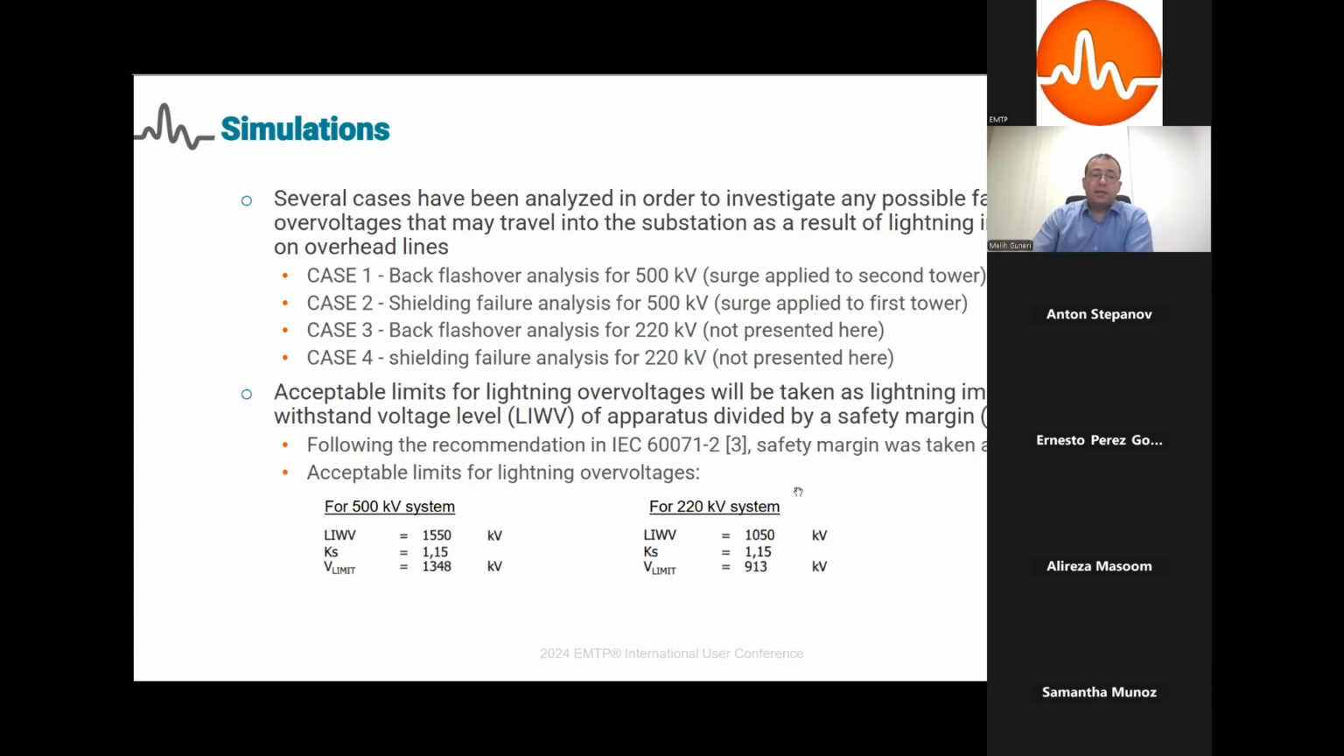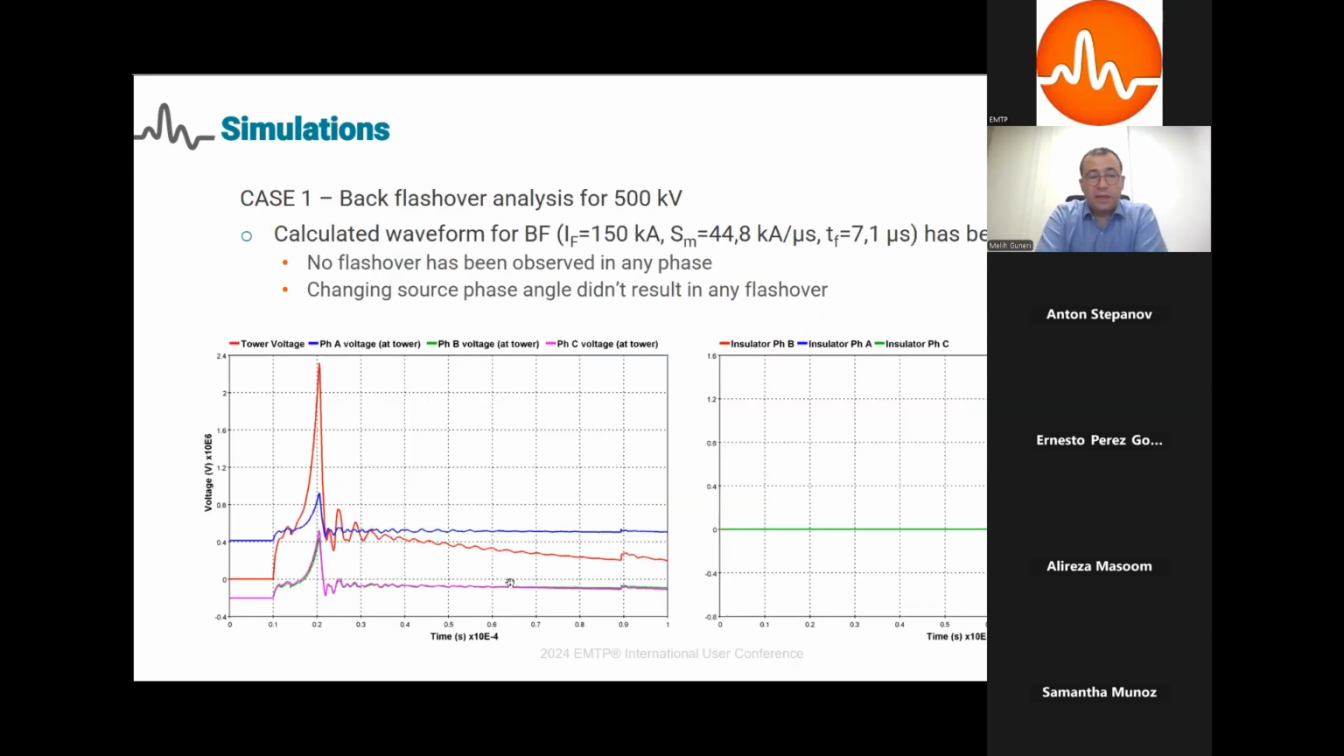Then the lightning impulse withstand voltage level of 1,550 kilovolt divided by 1.15 gives us 1,348 kilovolt, which is the maximum acceptable limit value for the overvoltage on any apparatus terminal. So the first simulation was the back flashover analysis for 500 kV.